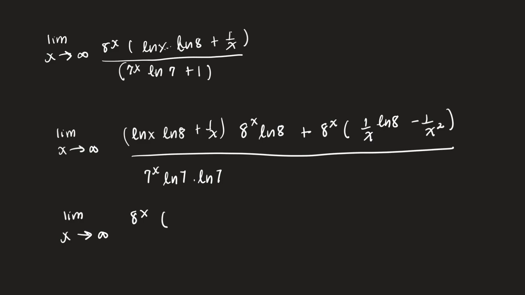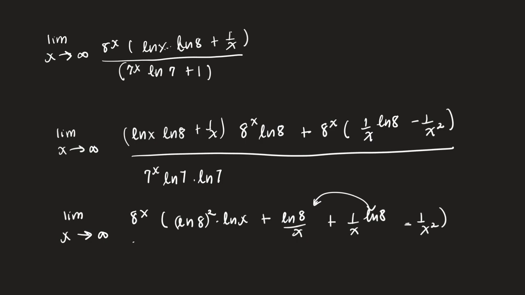And then I'll distribute that ln of 8. So I have ln of 8 twice. So that's ln of 8 squared times the natural log of x plus the natural log of 8 over x plus 1 over x ln of 8. Well, that's cool. I have these two. That's like terms. And then I have minus 1 over x squared, all over 7 to the x, and then the natural log of 7 squared.